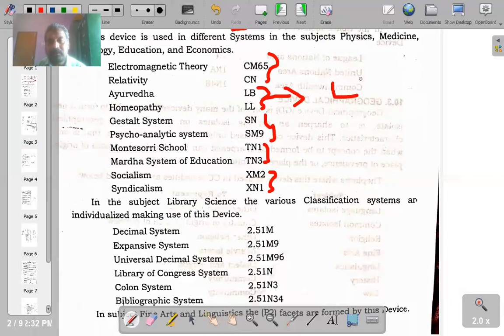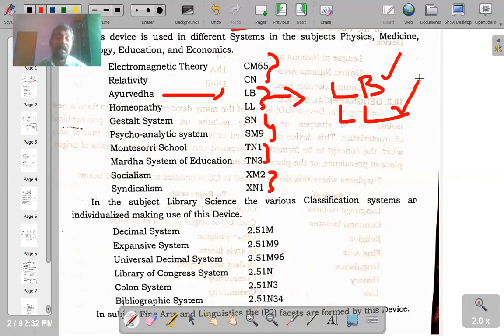L is the main class. B stands for the period during which this Ayurveda was developed. Homeopathy: L stands for main class, another L stands for this B, and this L is taken from time isolates to denote which period this particular medical system was developed or created.